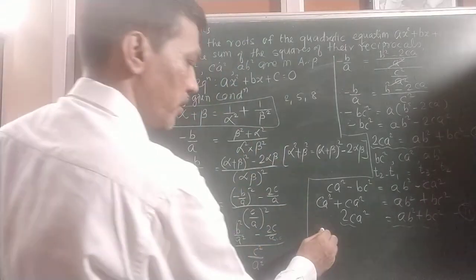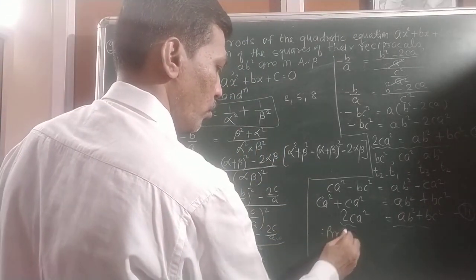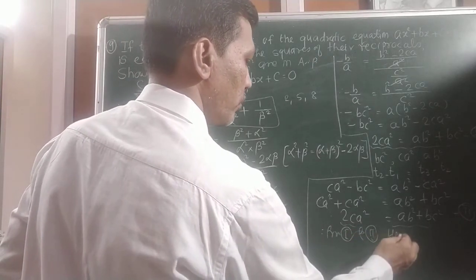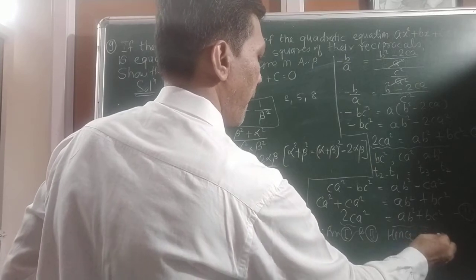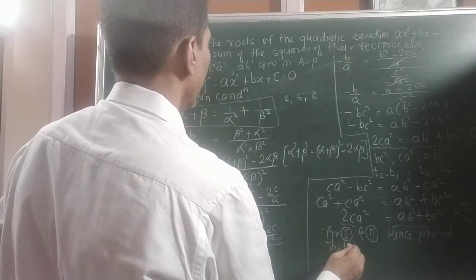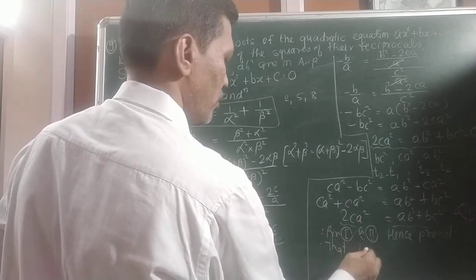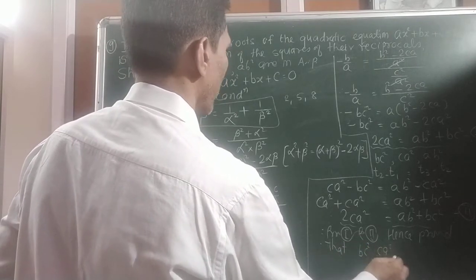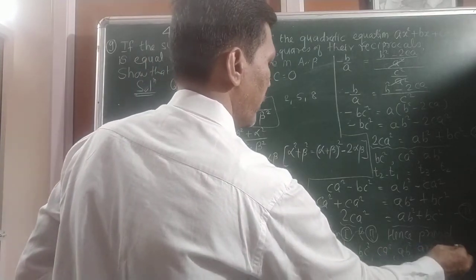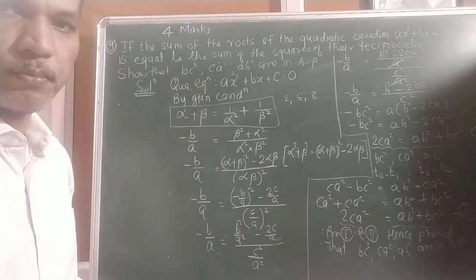That means we have proved it. Therefore from 1 and 2, hence proved that bc square, ca square, ab square are in AP. The proof is done.